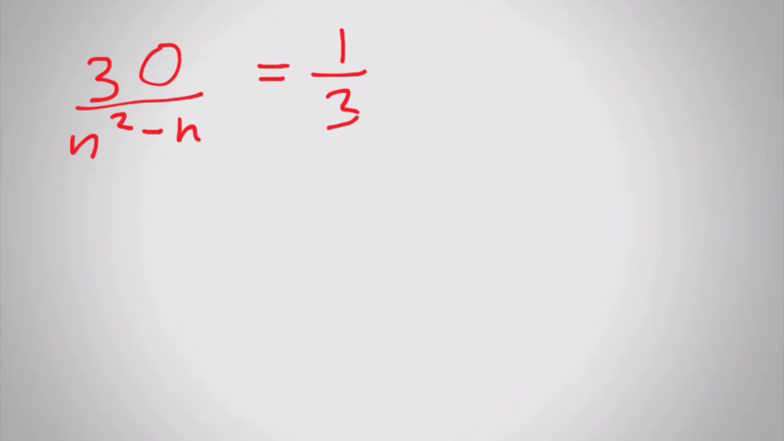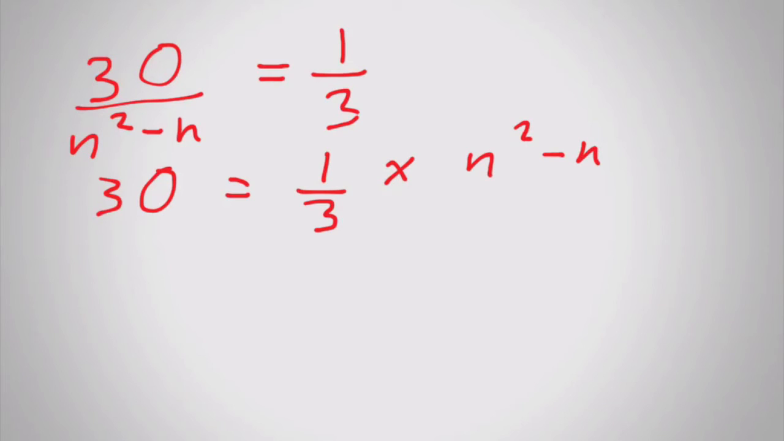We'll start by multiplying both sides by n squared minus n. This, of course, on the left of the equation will leave me 30, and on the right it will leave me with 1/3 multiplied by n squared minus n. I'll simplify the fraction on the right as n squared minus n over 3.